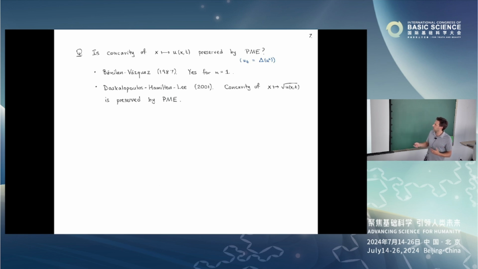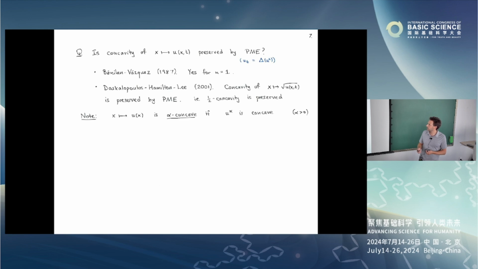Assuming that, then at later times, the square root of U will also be concave. Another way of saying that is we say that 1/2 concavity is preserved. So let me just give a definition here. This is commonly used: we say that a function is alpha concave if U to the alpha is concave. So the square root of U being concave, we say is 1/2 concave. U being concave is just 1 concave.